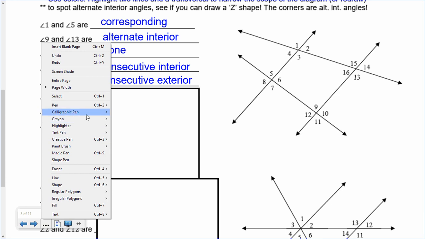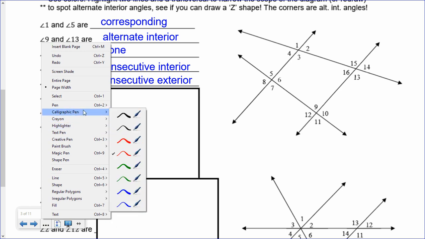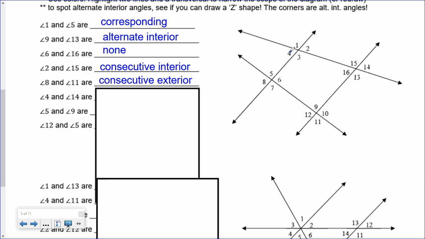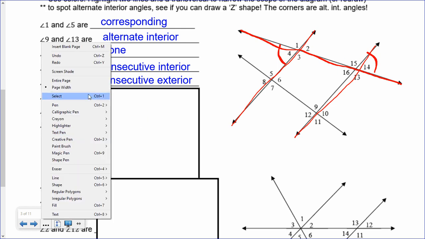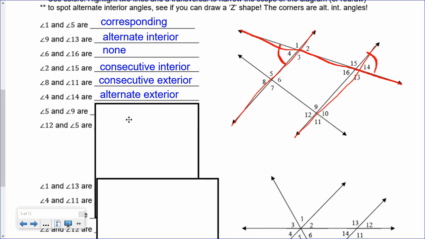Angle 4 and 14. 4 is right here, 14 is right here. The line that they are resting on is this one right here. And that line is crossing these two. So I'm looking at 14 and 4. I notice that they are both exterior because they're outside of these two lines. So they're both exterior, and they're diagonal from each other on different sides of the transversal. So that means that they are alternate exterior.